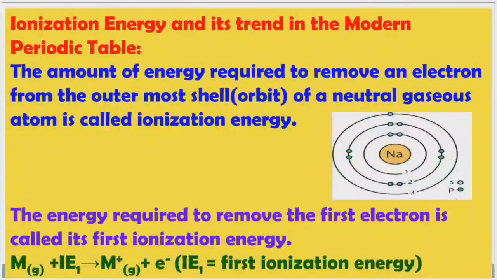Here M is a neutral gaseous atom. To remove one electron from a neutral gaseous atom, we need energy. IE1 is the first ionization energy. When that energy is given to the neutral gaseous atom, we can remove one electron, and it will form an M plus cation.